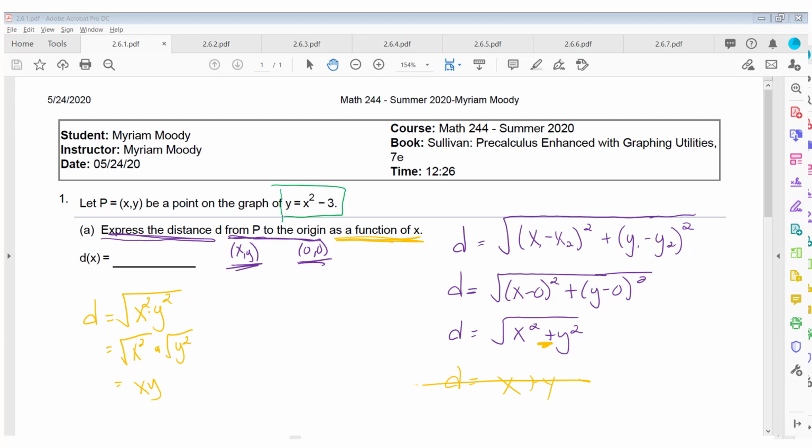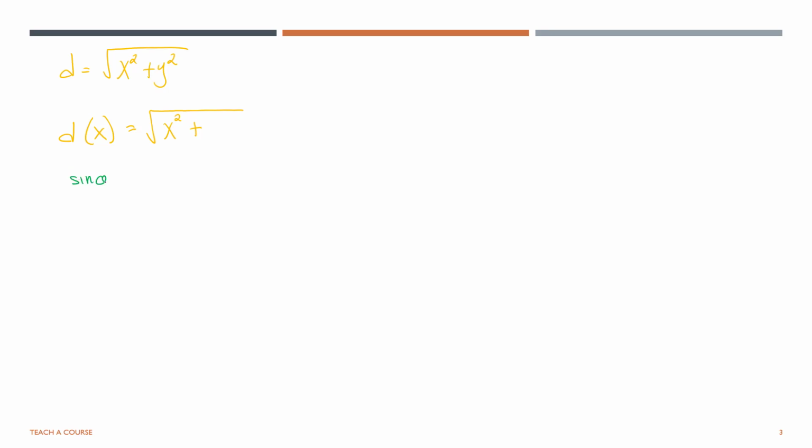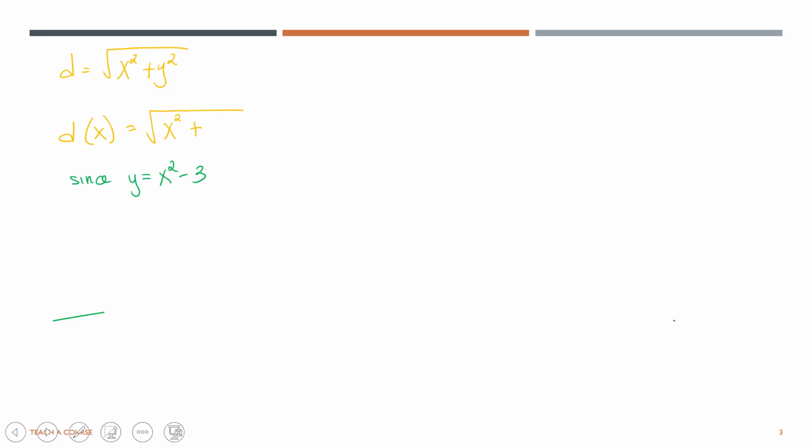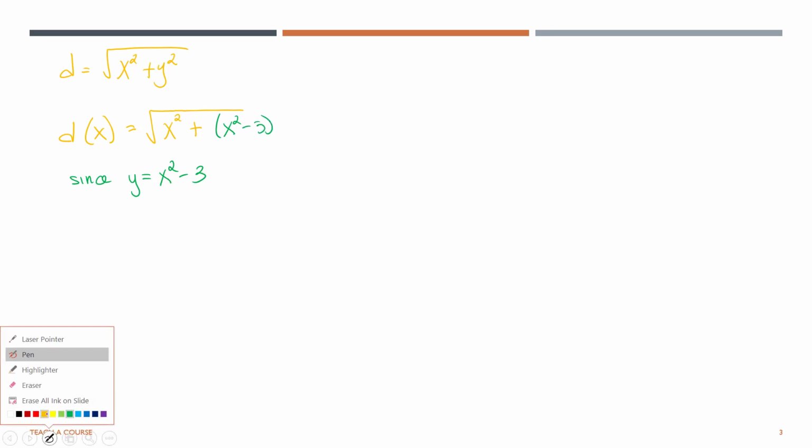Do you notice this equation they gave us? They say y equals x squared minus 3, right? So, since y equals x squared minus 3, making sure it was a minus sign, then I can write this as (x squared minus 3) to the power of 2. I can make that substitution. Out goes the y, and in place of the y goes something that involves an x. Now I have the distance as a function of x.